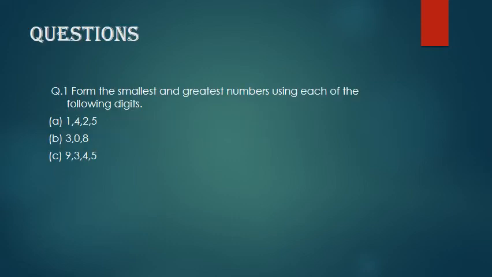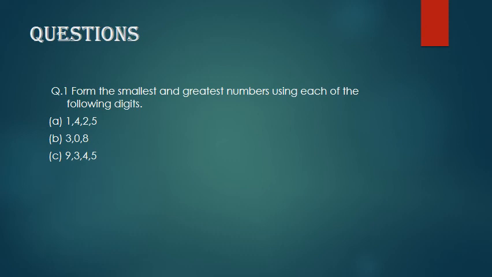Now here you need to solve a few questions. The first one is: form the smallest and the greatest number using each of the following digits. You can use each digit only once. The first one is given as 1, 4, 2, 5. Again, for the smallest number, you need to arrange the given digits in ascending order and you will get the number. For the greatest, you need to arrange the given digits in descending order.